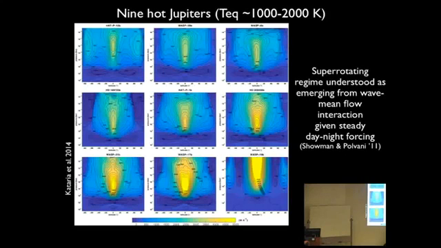Sorry? It's referred to as a standing Rossby wave. So it's a Rossby mode that is excited from the shape of the forcing, the global atmospheric shape of the radiative forcing.